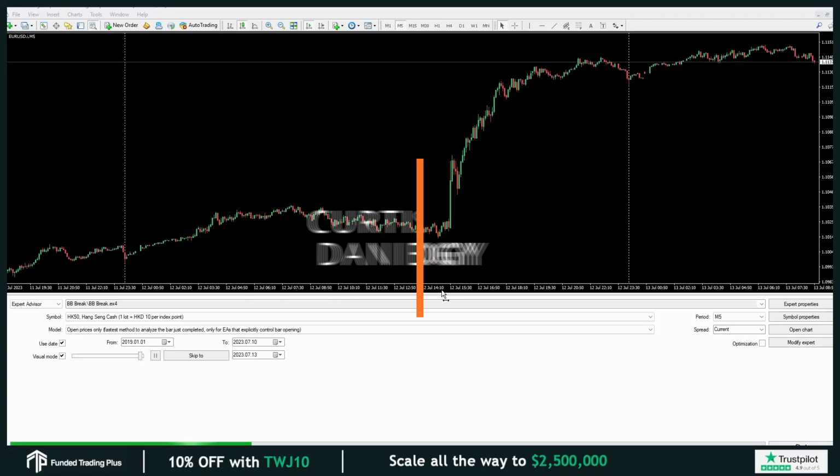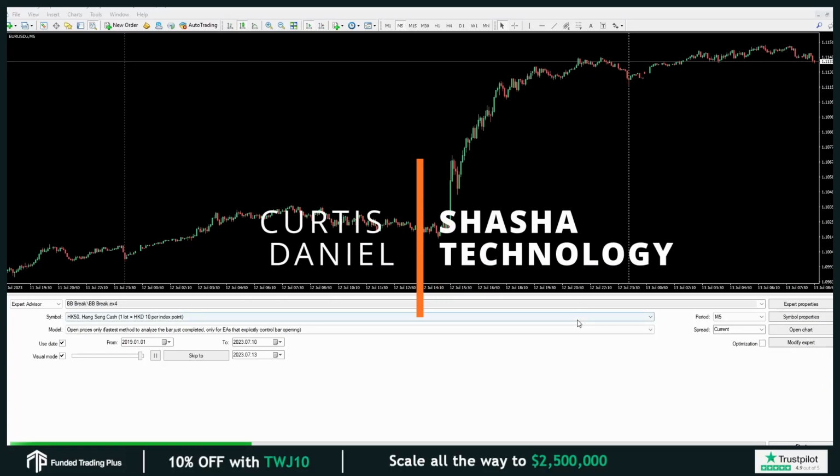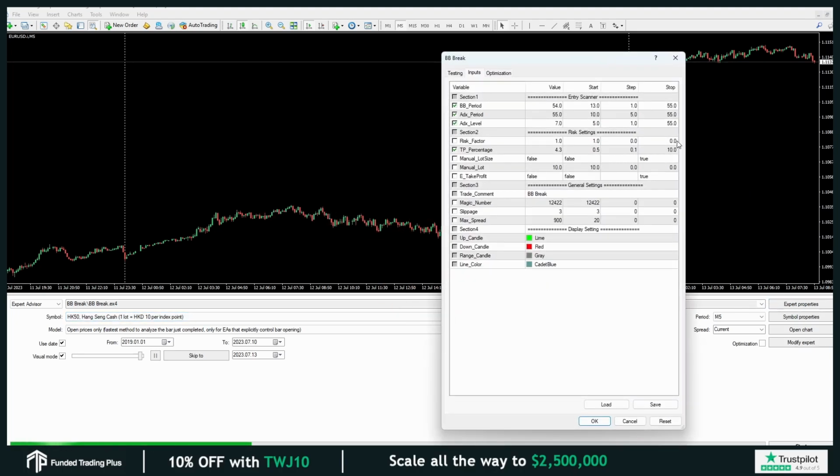Alright, so we're gonna do a backtest on the Hong Kong 50 with the Bollinger Band set at a period of 54, and we had the ADX at 55 and a level of 7. We're using a risk factor of 1. I think I made the adjustment to the code where it is 10,000 versus 100,000 in the last video.